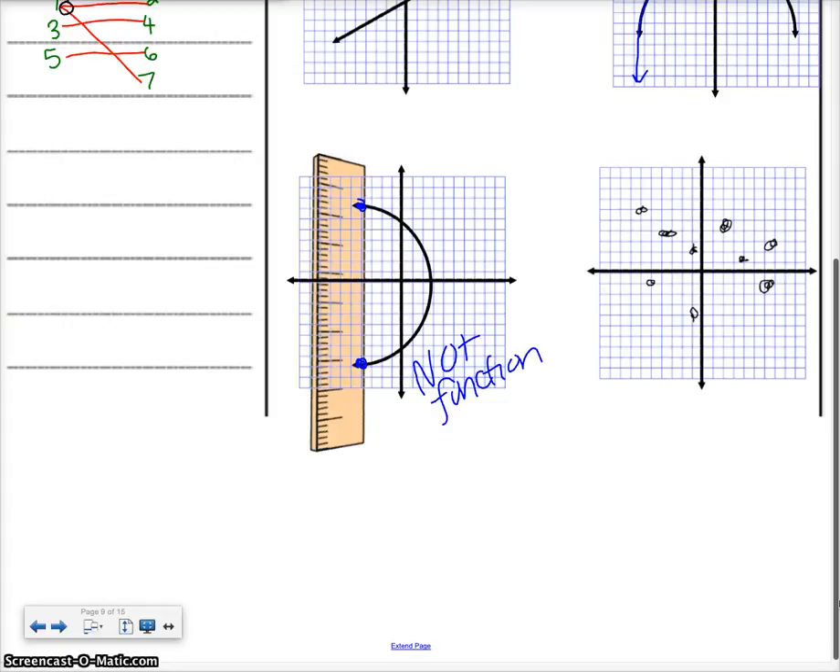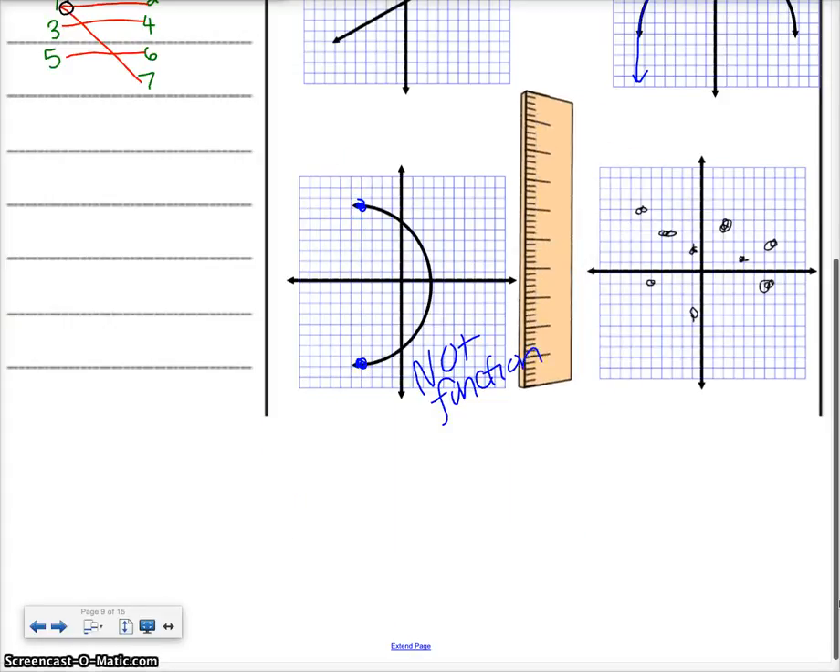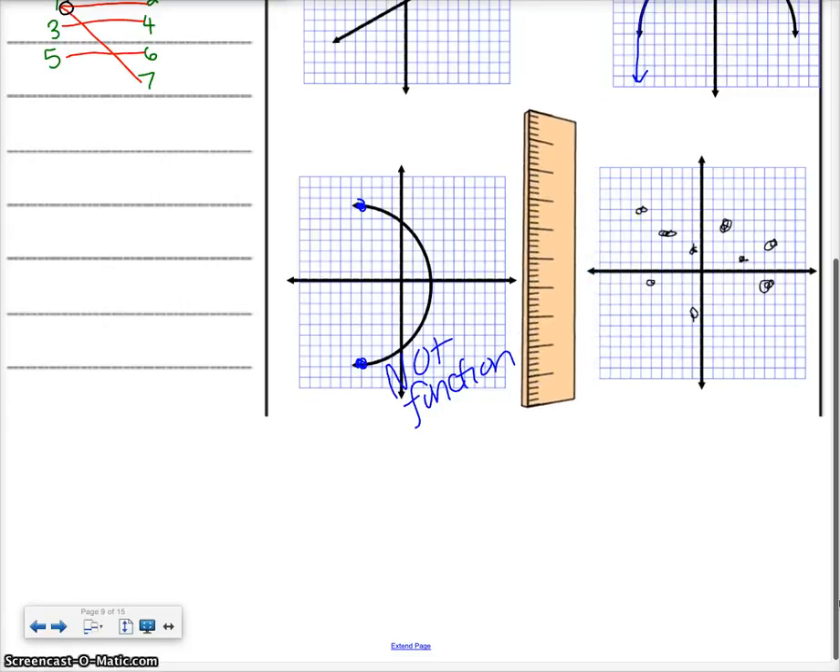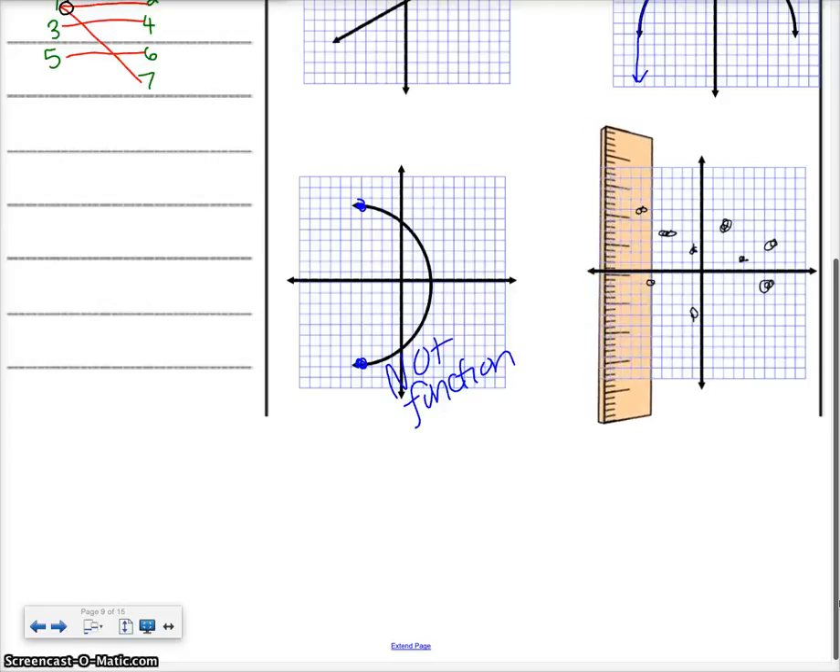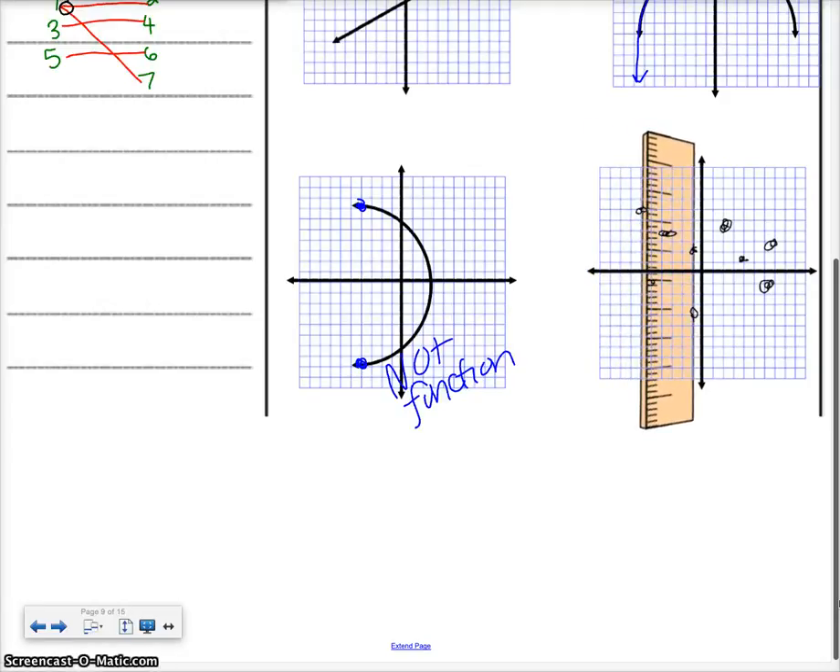Not a function. And then sometimes you're given what's called a scatter plot, which means it's not a line, it's just a bunch of plotted points all around. So what I do with that is I go through each point and make sure there's only one on each x. That's one there, one. How many there? Two. That's not a function.